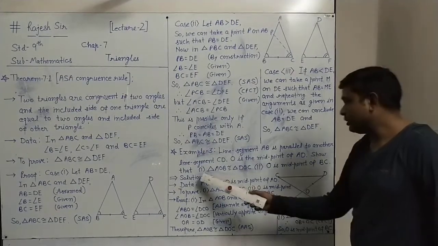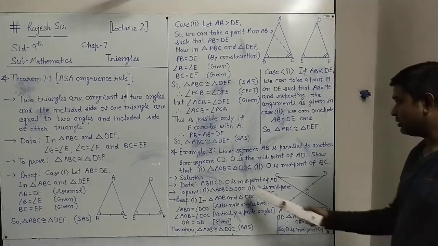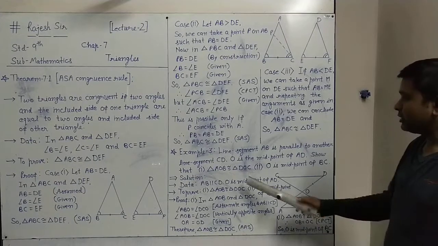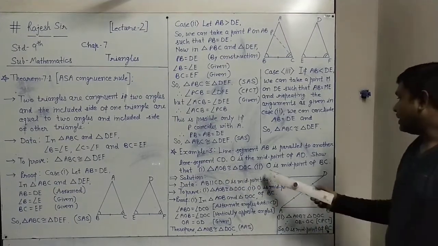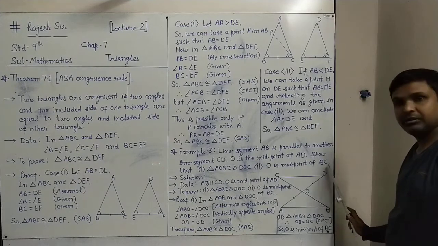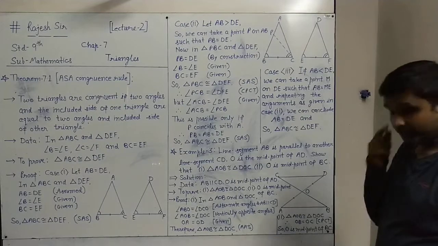Now show that, number 1, triangle AOB, this downside triangle, is congruent to triangle DOC, the upward triangle. These two triangles we have to show congruent, and also we have to show that O is the midpoint of BC. That's also we have to show.